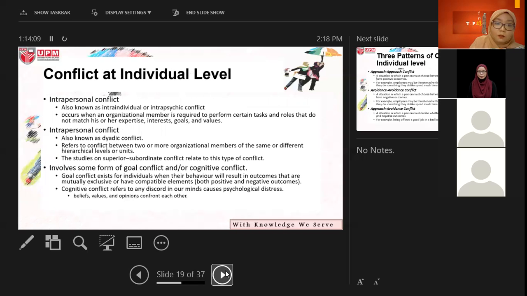So intrapersonal conflict, again, it is referring to the intra-individual or intra-psychic conflict, in which it occurs when an organizational member is required to perform certain tasks and roles that do not match his or her expertise, interests, goals and values. Dia tak nak, you refuse to do it but you have no options. You cannot say no dalam mind kita. So means that there is frustration in yourself.